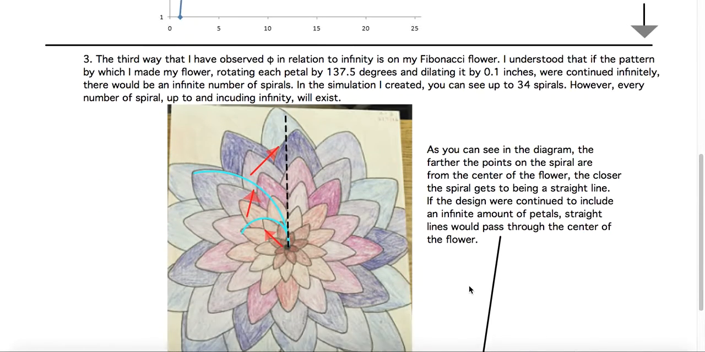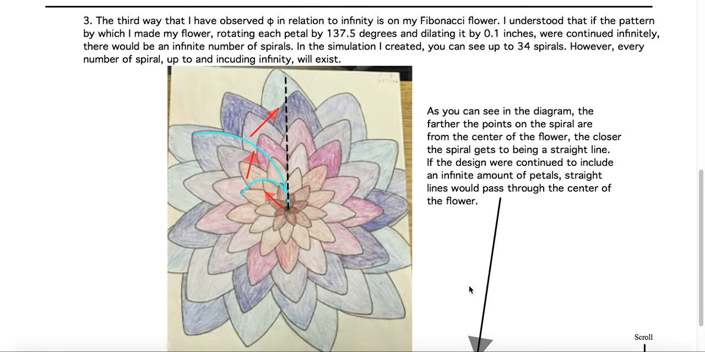A way that I want to point out is how I studied it in comparison to the Fibonacci flower. The way I made this flower, I constructed it by hand, is that I drew petals and then rotated each petal by 137.5 degrees and dilated 0.1 inch. And this is the golden ratio for angles. If you continue a flower like that, which is often found a lot of the times in nature, because it maximizes the amount of sunlight that the leaves will get.